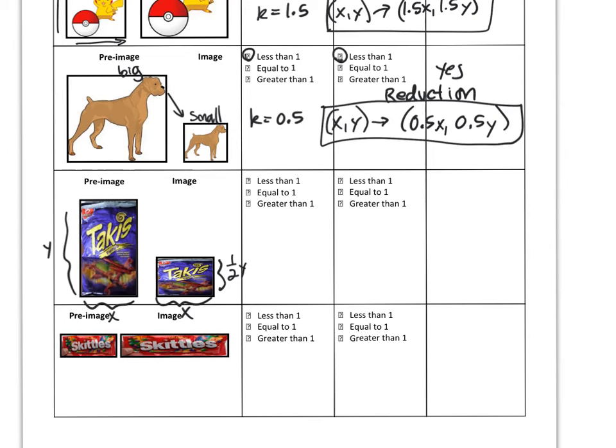So here our horizontal scale factor is equal to 1, and our vertical scale factor is less than 1. So this is not a dilation. The corresponding sides are not proportional. We could write the rule this way. It's still a transformation, but it does not result in similar figures. It just resulted in a squished bag of Takis.